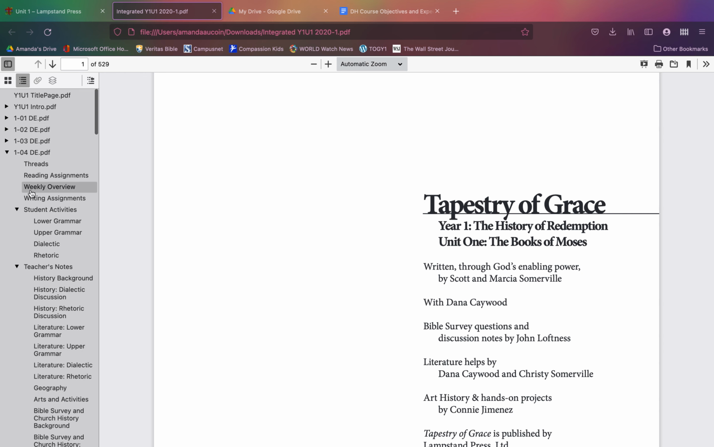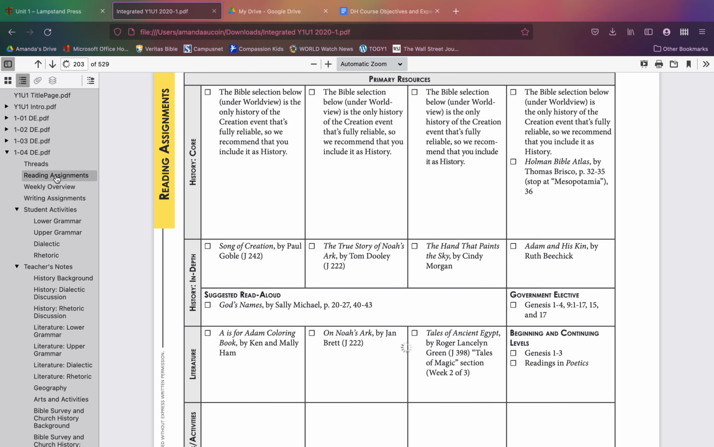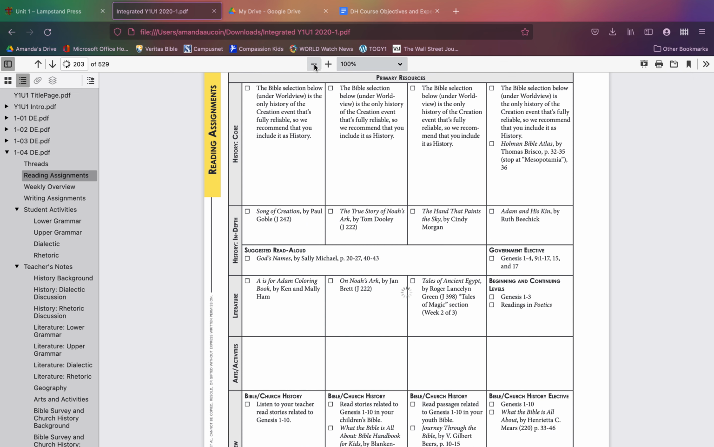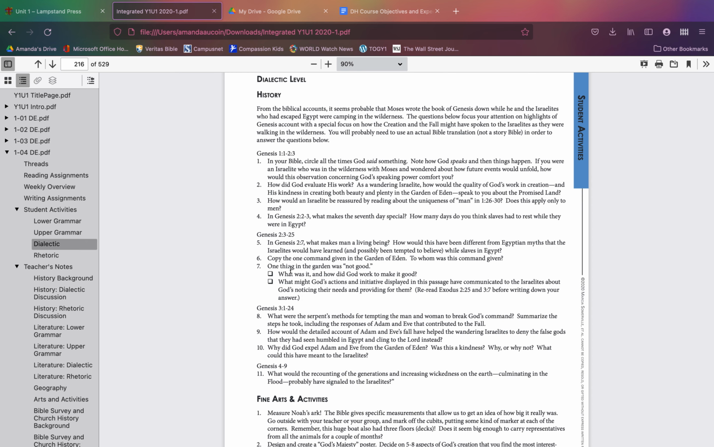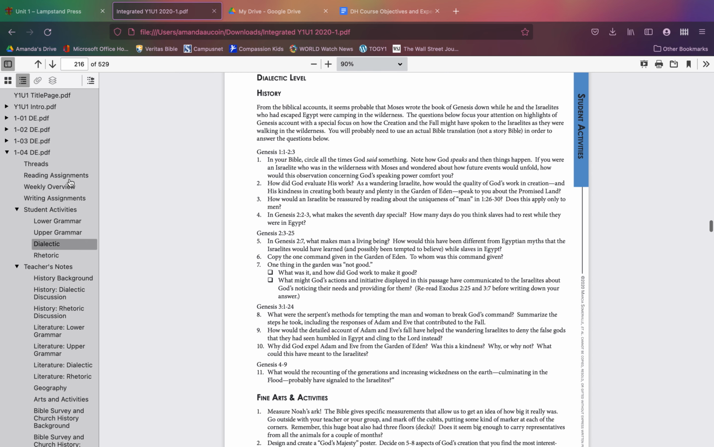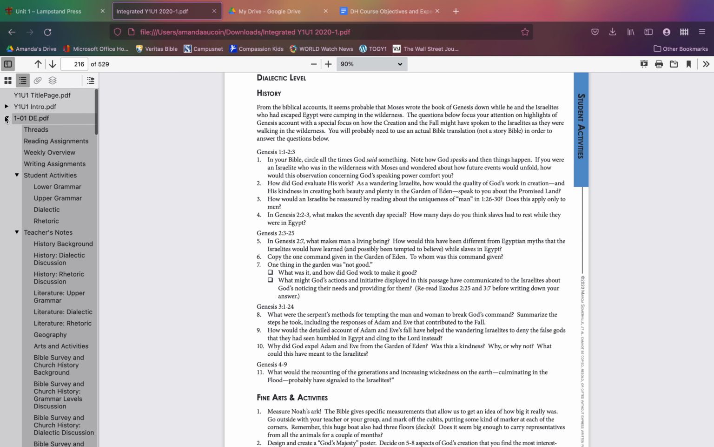And notice all the different parts that you can jump to. The reading assignments are going to come up then. Let me make this a little bit smaller. That'll come up. You can jump straight to Dialectic, and that's going to show you the Dialectic information. Let me go back to week 1 and just kind of go over some of that. So we have talked about different things like reading assignments and stuff, or I've talked with some of you about that on the phone and also on email.